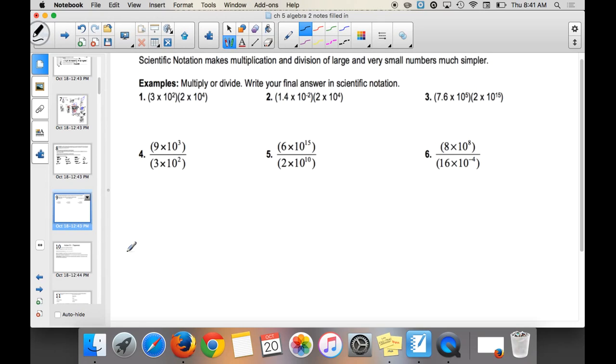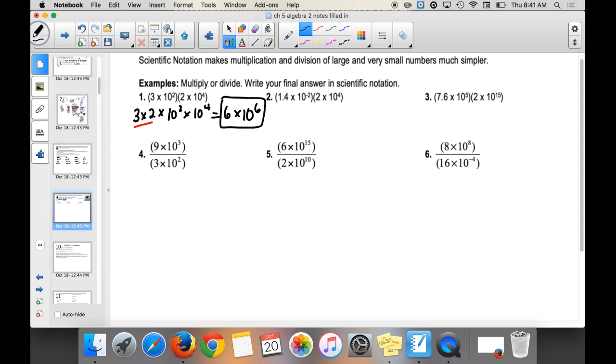So if I have 3 times 10 to the 2nd times 2 times 10 to the 4th, what I do is I really think about the 3 times 2, and then I think about the things with powers, 10 to the 2nd times 10 to the 4th. Well, 3 times 2 I know is 6, and 10 to the 2nd times 10 to the 4th is 10 to what power? 10 to the 6th, exactly. So see how quickly you can multiply and divide.